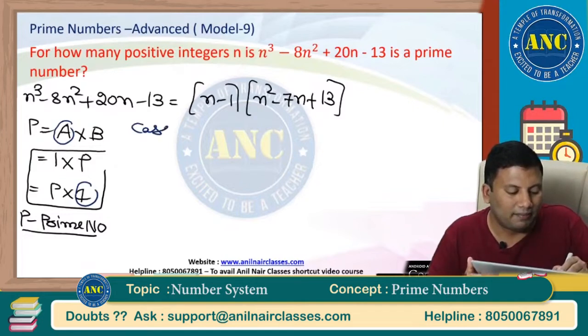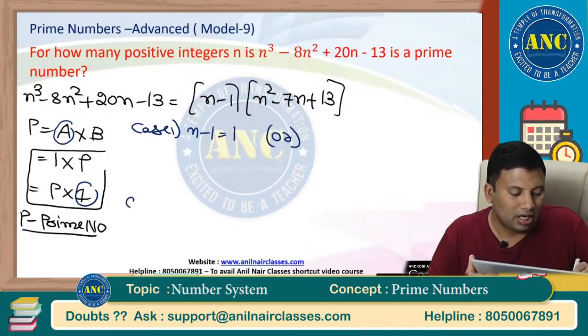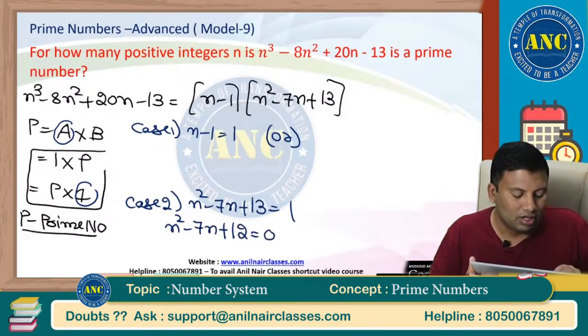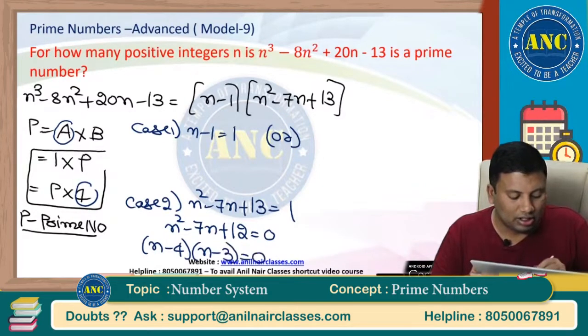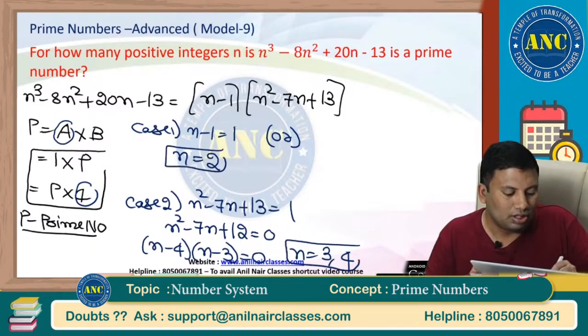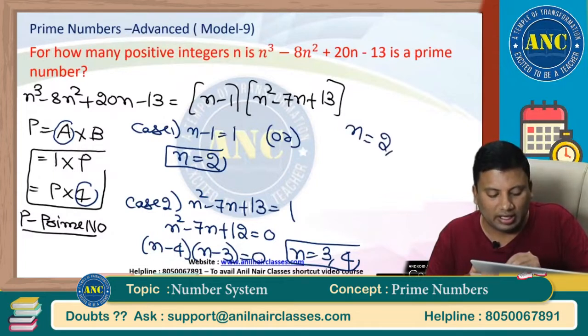Case number 1: either n minus 1 is equivalent to 1, or case number 2: the second number can be 1. N square minus 7n plus 13 equivalent to 1. So n square minus 7n plus 12 equivalent to 0. This is nothing but n minus 4 into n minus 3 equivalent to 0. N is 3 comma 4. So n can be 3 comma 4 or n can be 2. So 3 values it can take.